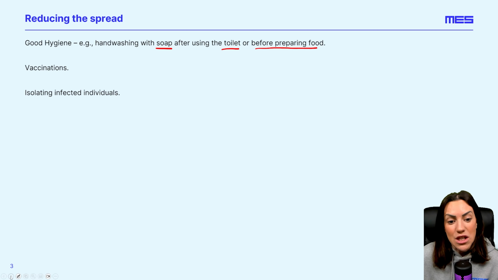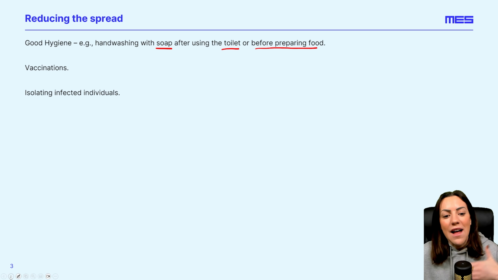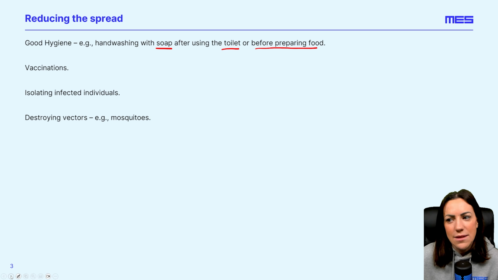Isolating infected individuals. So if you have an infectious disease, isolating yourself, staying away from other people to prevent the spread of that disease from yourself to those other individuals.